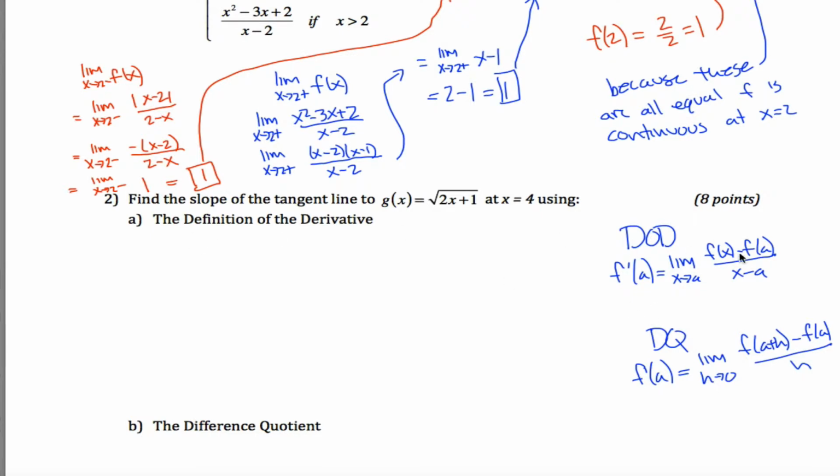So if I want to use the definition of the derivative, I'll take this formula here, although I don't want to know what f prime of a is. I want to know what g prime of 4 is. Well, using that formula, I could say that g prime of 4 is the limit as x approaches 4 of g of x minus g of 4 divided by x minus 4.